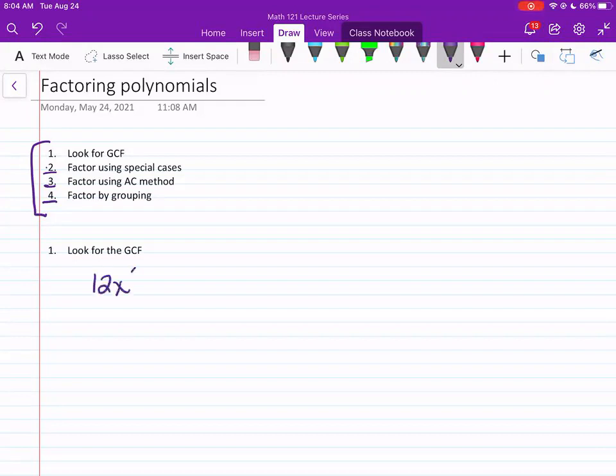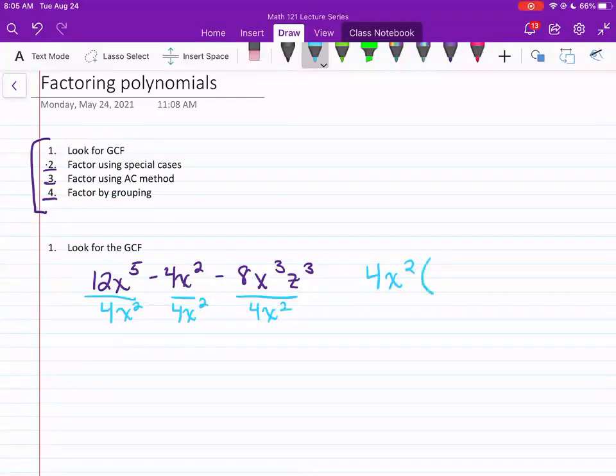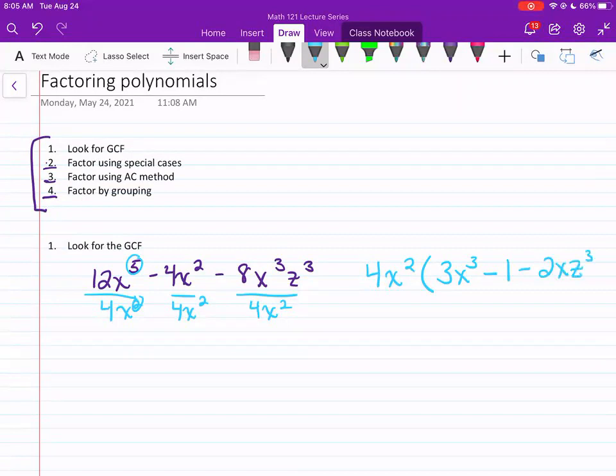Anytime you begin factoring, the first thing you want to do is to look for that greatest common factor. So for example, in something like this, we see that all of the terms can be divided by 4, and all the terms can be divided by x squared. When we factor that out, you can think of that as division. So I'm going to divide each of the remaining terms by 4x squared, which is what I pulled out, which leaves me with 3x to the third. Remember, we subtract our exponents, minus 1 minus 2xz cubed.